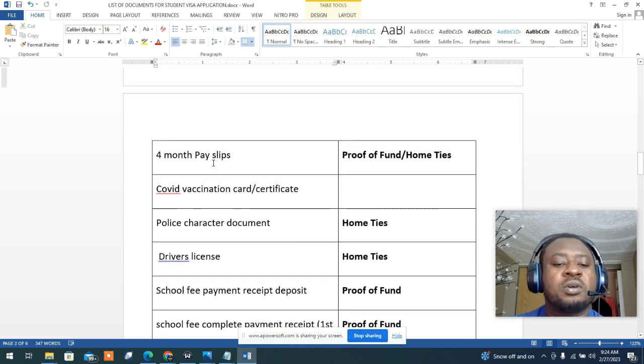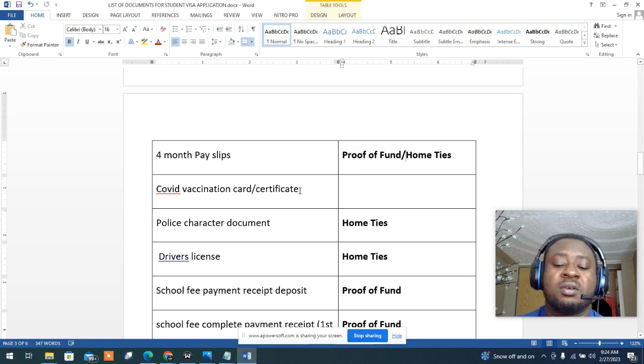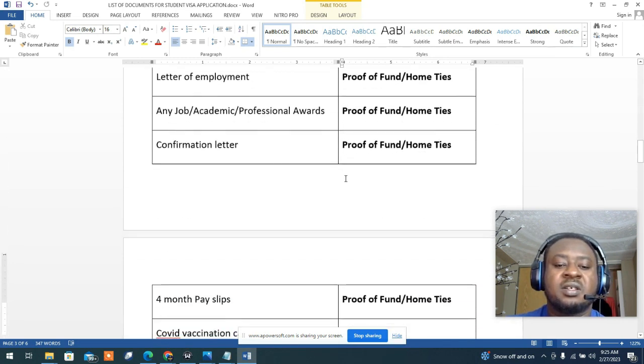Then we'll talk about 4 months pay slip. This shows that you are receiving a regular salary, so it's good you include that. Include that to show that yes, you are gainfully employed, and you'll be receiving salary all the while. So it's a sign of proof of fund. It shows that the money in your account statement is as a result of maybe your payment, or maybe an investment certificate you added above that I talked about.